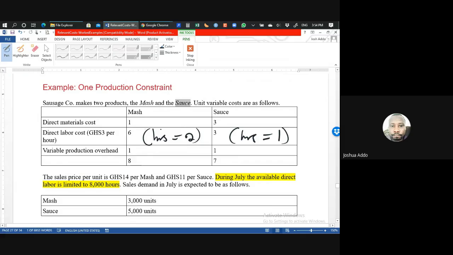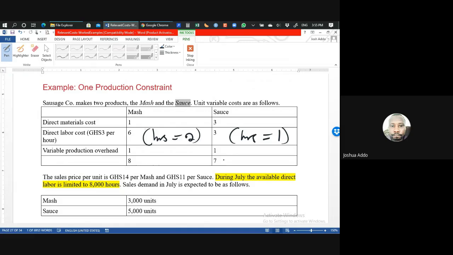All right, so we have labor cost 6 and 3 respectively for mash and sauce, variable production cost 1, giving us variable cost per unit for 1 mash to be 8 cedis, variable cost per unit of sauce 17 cedis. Let's proceed. The sales price per unit for mash is 14 cedis, and that for sauce is 11 cedis.